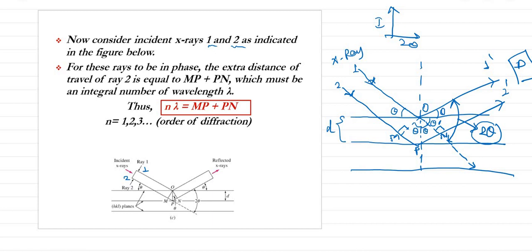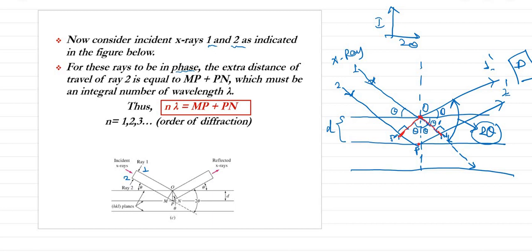So for these rays to be in phase, if we want 1' and 2' to be in phase, then we have to see whether they are traveling the same distance or not. Now you can see carefully. This is the first point at which the first ray is incident. This is the point where the second ray is getting incident. Up to point M both the rays are traveling equally, and after point N again both the rays are traveling the same distance. Yes or no? From this you can say yes.